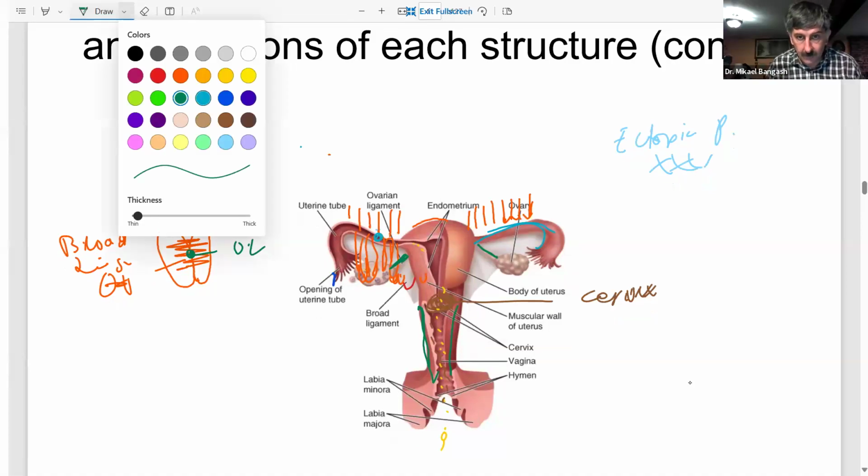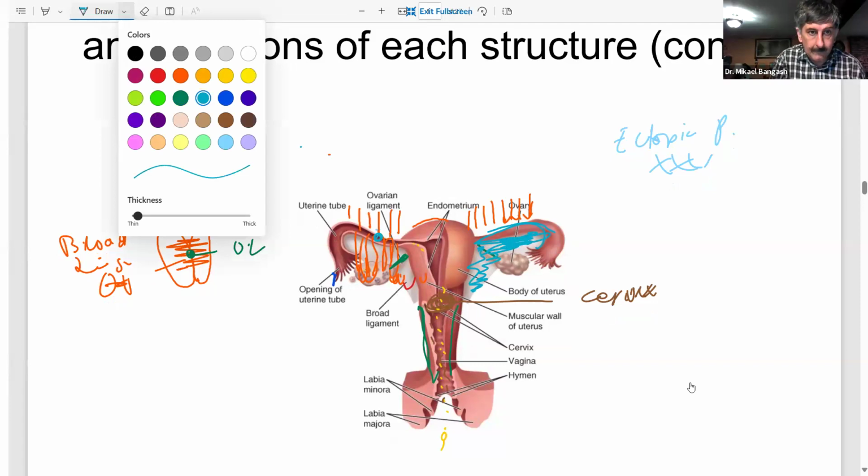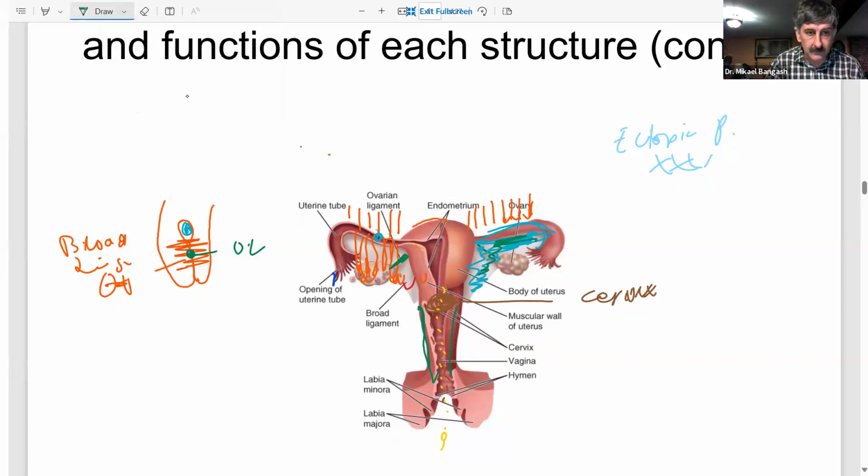So if you look at the diagram in your book, it's pretty obvious. This part here is the broad ligament. But what is it made up of? Peritoneum coming down, coming up, coming down, coming up.